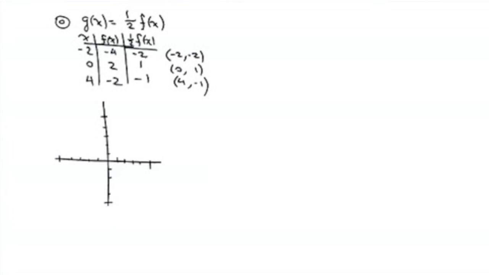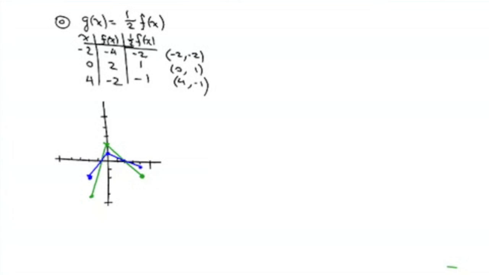This is when you wish you had graph paper. Wish I could have something I could stick on the board like graph paper. Let's draw the original one first. -2, -4, 0, 2, 4, -2. So here's the original graph, f of x. And then plot the new ones and see what happens. See what it looks like. -2, -2, 0, 1, and 4, -1.